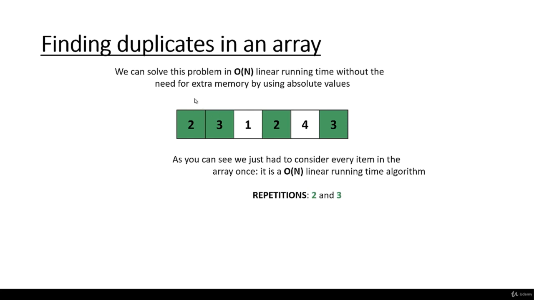As you can see, we just have to traverse the whole array once, which means that we consider every single item on a one-by-one basis exactly once. So this is why it is a linear running time complexity algorithm without the need for extra memory. So it is an in-place algorithm, very efficient. This is how we find duplicates in an array in linear running time complexity.